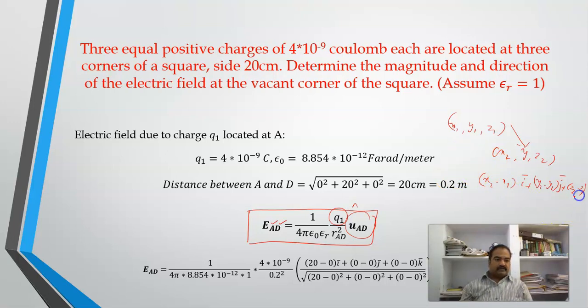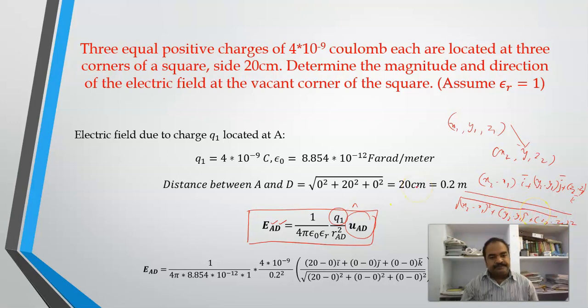Z2 minus Z1 into k bar, divided by the square root of x2 minus x1 whole square plus y2 minus y1 whole square plus z2 minus z1 whole square. We will stick to this particular representation from now onwards.